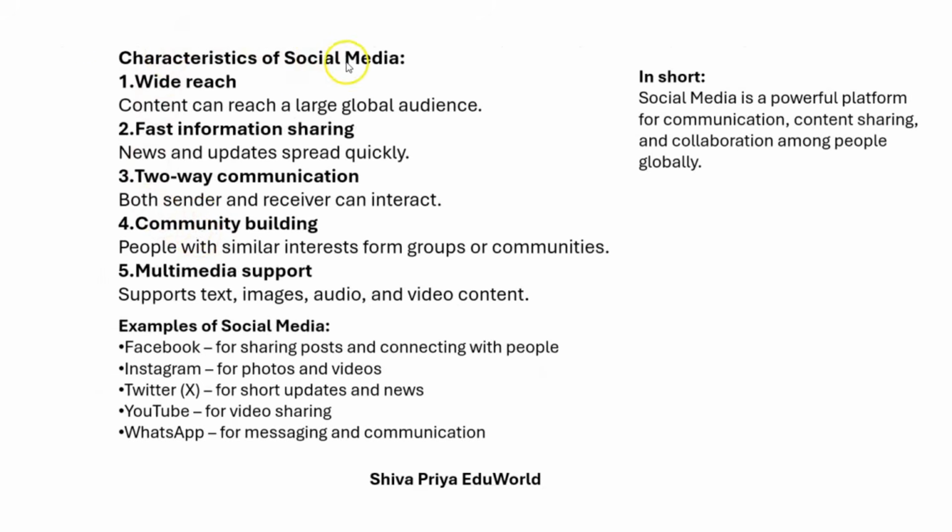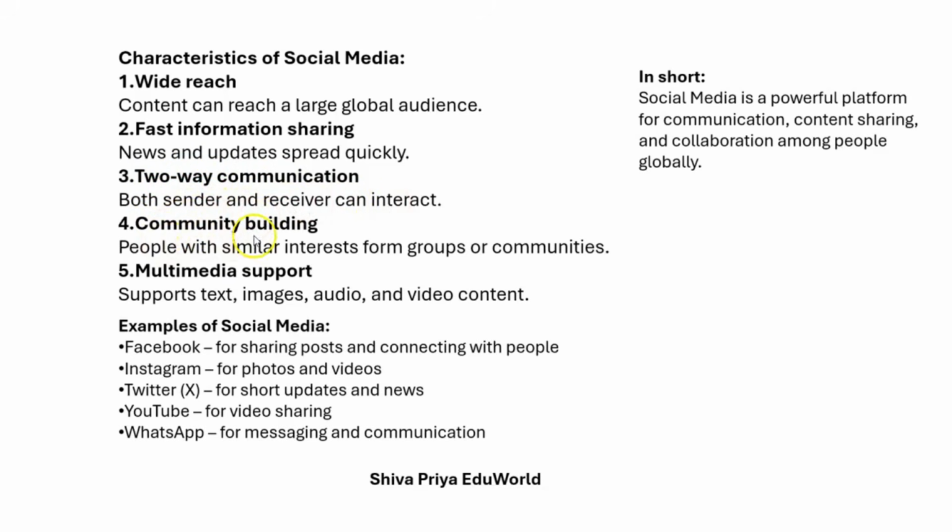And the characteristics of social media are wide reach, which means content can reach a large global audience. If I upload this video, it will reach worldwide. It will reach a large global audience. Clear? This is wide reach. Fast information sharing: news and updates spread very quickly. That is fast information sharing. And two-way communication: both sender and receiver can interact. If you put any comment, I can easily reply. That's why this is two-way communication. Both the sender and receiver can interact.